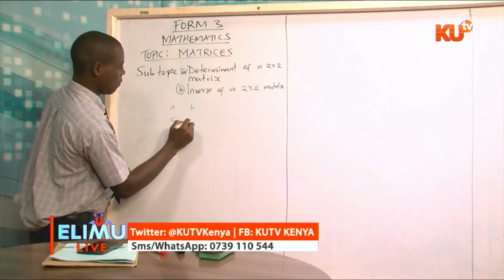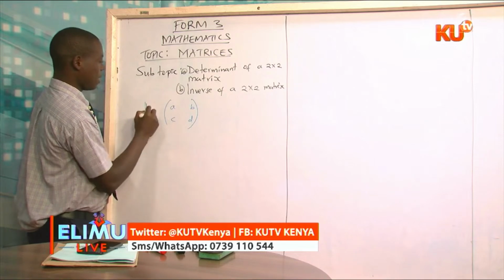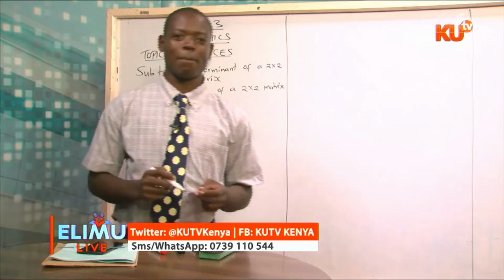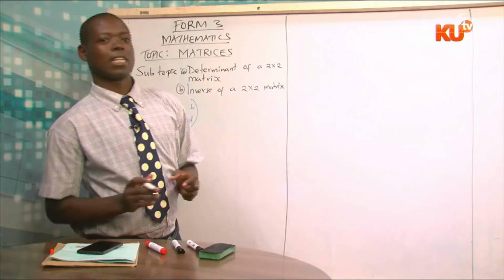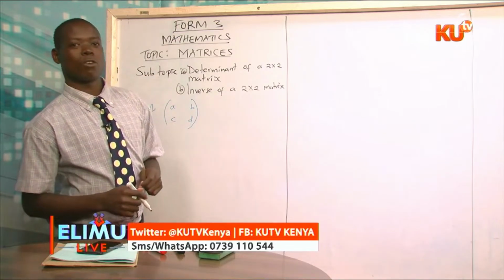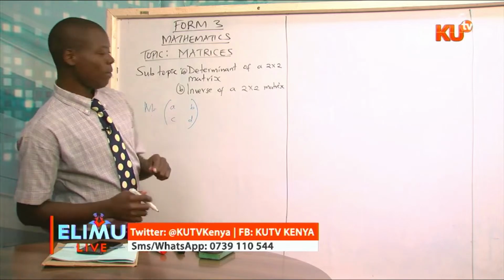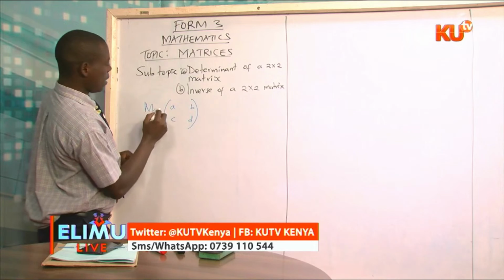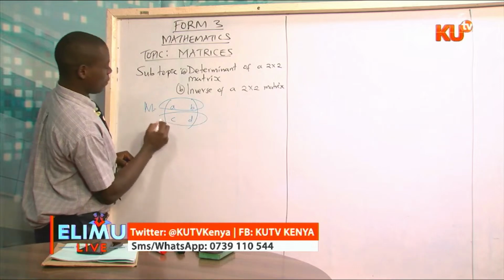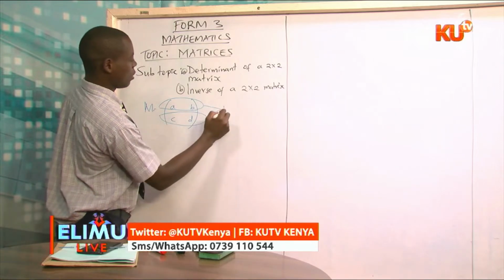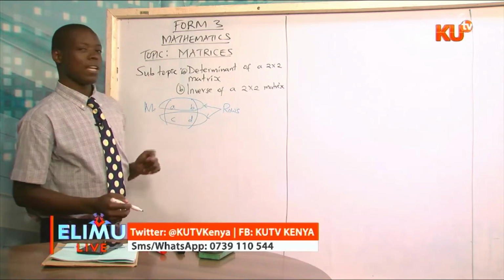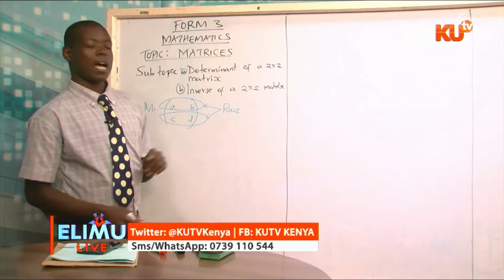For instance, if I have this as my matrix M, A, B, C, D are what we call elements. They are simply the characters of this matrix. And these elements have been arranged in rows and columns. What do we mean by rows? We mean the horizontal arrangement of elements. So these are the rows of the matrix. Elements A, B are in the first row, C, D are in the second row.